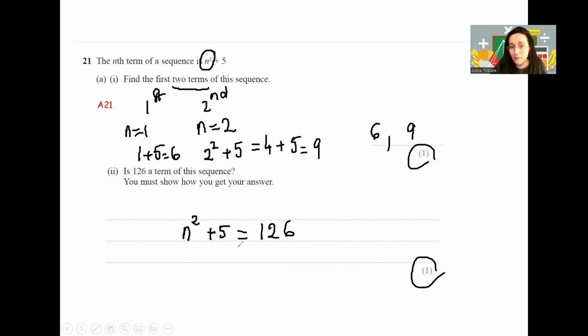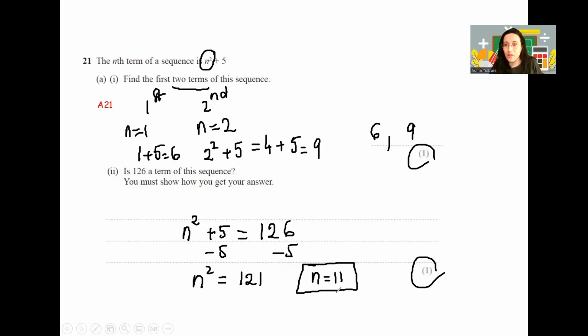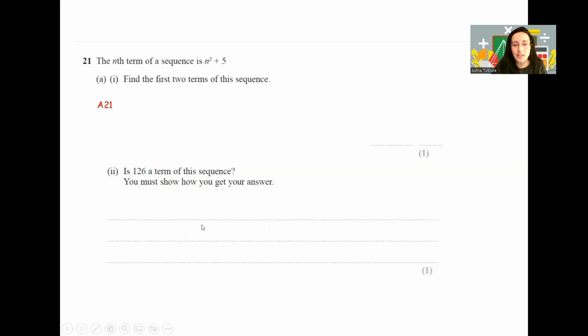Let's take 5 away from both sides and isolate the n as we are used to doing. So n squared will equal 121. I bet you already recognize 121 as being 11 squared. So n is 11. Yes, 126 is a term of this sequence, it is the 11th term. So you're going to write here, yes, the 11th term. When n is 11, you put 11 squared, 121, plus 5, 126. Great. Let's go to the next question.